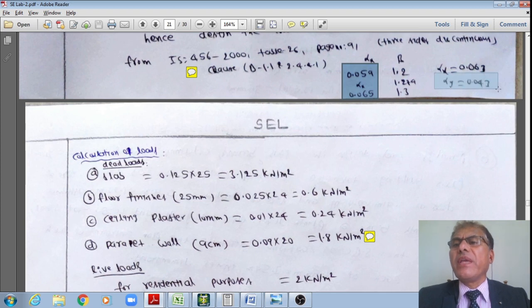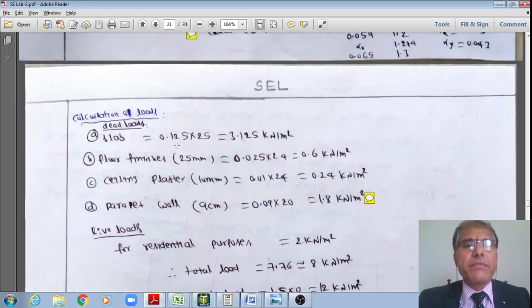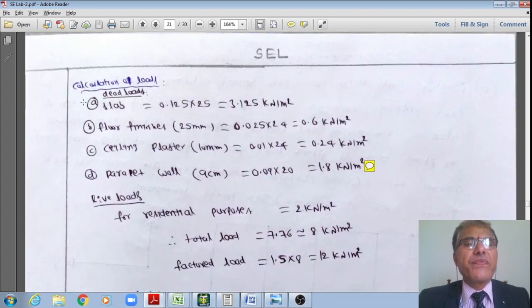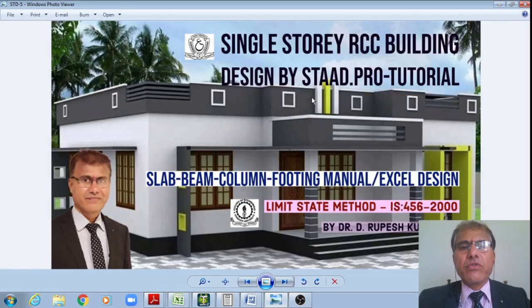Whereas alpha y in the long span direction is given as 0.043. Therefore I have noted down these coefficients from this table 26 of IS 456. Then I'll calculate the loads coming onto this slab, right? Therefore these are the different loads, student.